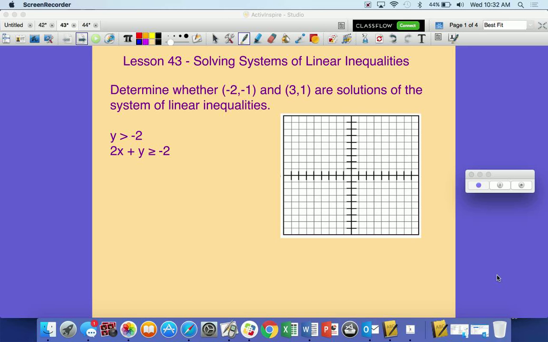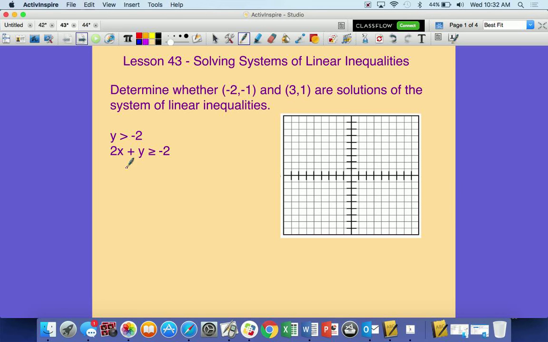Alright, first of all, before we do that, determine whether -2, -1, and 3, 1 are solutions of the systems of linear inequalities. So if we look at the point -2, -1, easiest thing to do for this would just be to plug this in and see if it works. But you've got to plug it into both equations here to see if they work. So, -1, is that greater than -2? Yes. Alright, then we go to our next one.